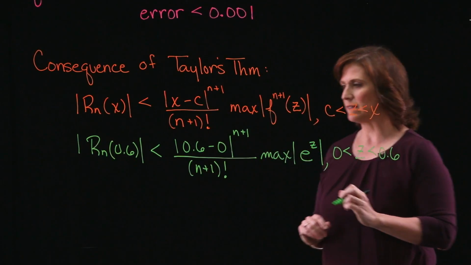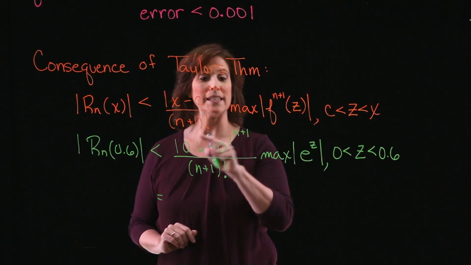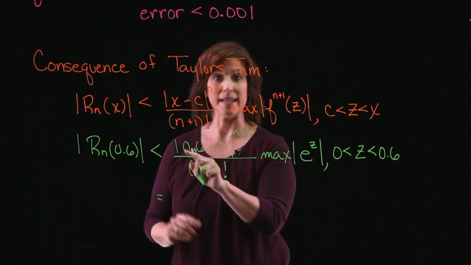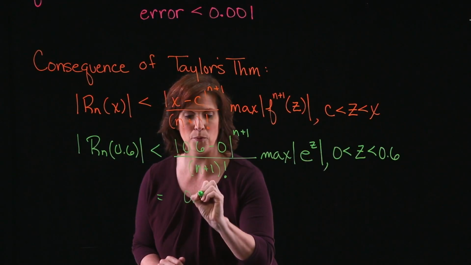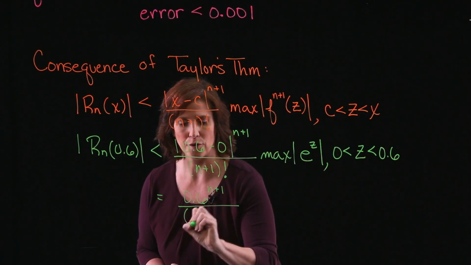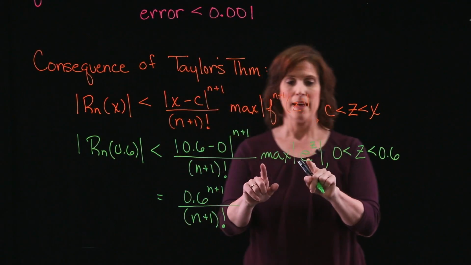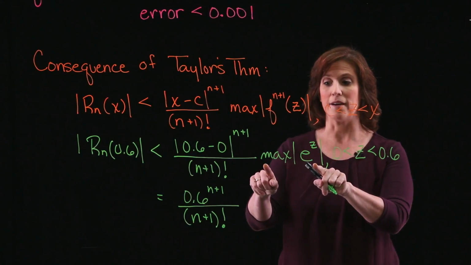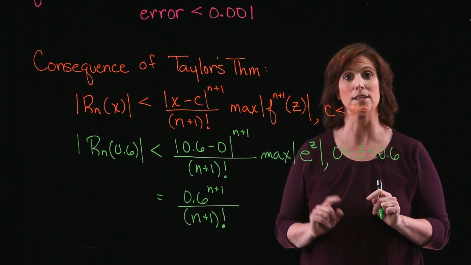Okay, now let's see what this gives me. I now have 0.6 minus 0, which is 0.6, and that's a positive number, so I don't need the absolute values. So that's just 0.6 raised to the n plus first power all over n plus 1 factorial. Now let's take a look at this next part, the maximum of the e to the z, and z is somewhere between 0 and 0.6.